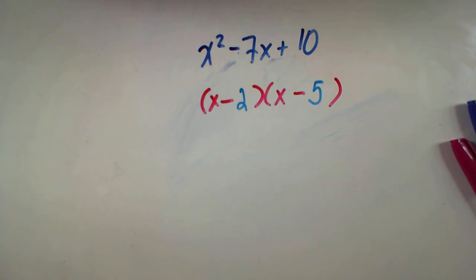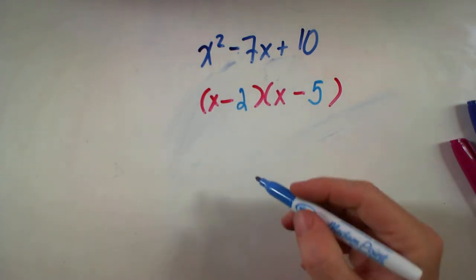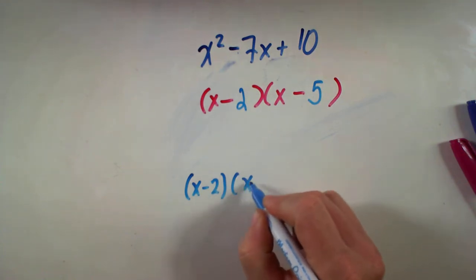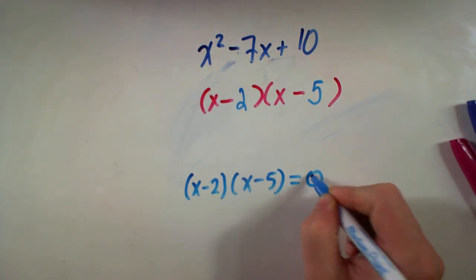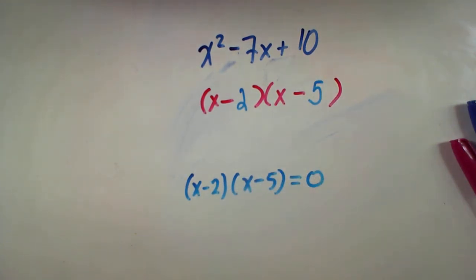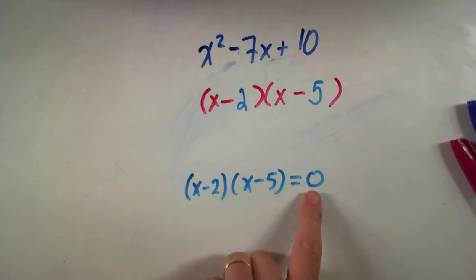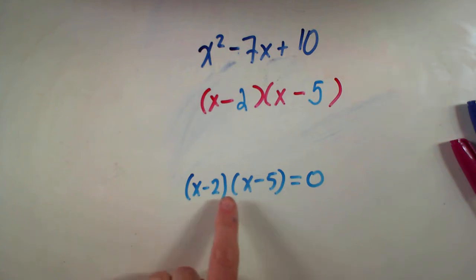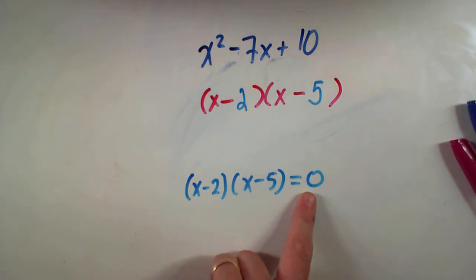Next, we are asked to use that to solve the equality. So (x − 2)(x − 5) = 0. There is a property in multiplication called the zero product property. It says that if two things are multiplied together and the answer is 0, one or both of those original two things must be 0.